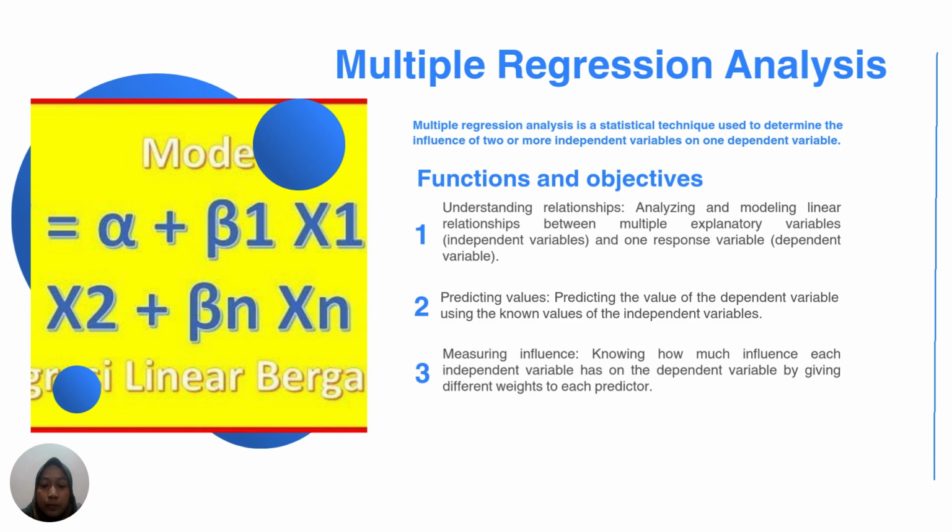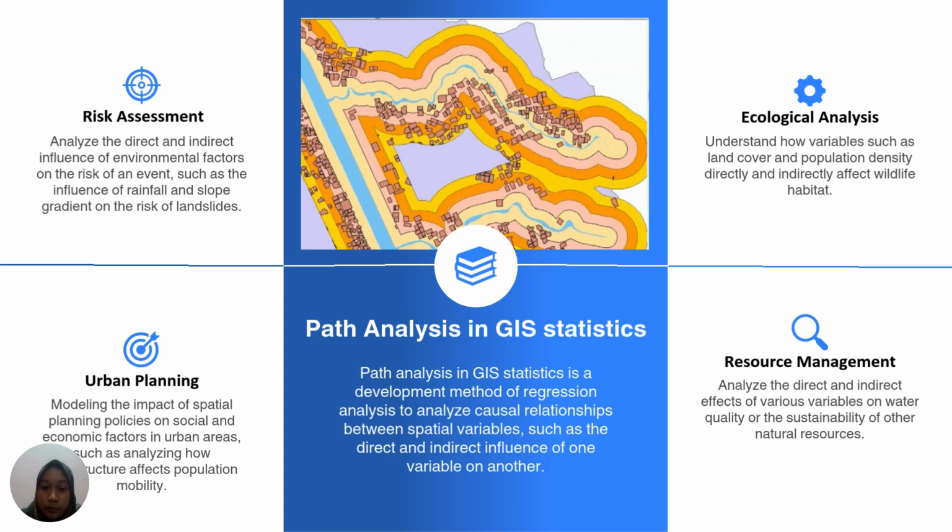2. Predicting value. Predicting the value of the dependent variable using the known values of the independent variables. 3. Measuring influence. Knowing how much influence each independent variable has on the dependent variable by giving different weight to each predictor.